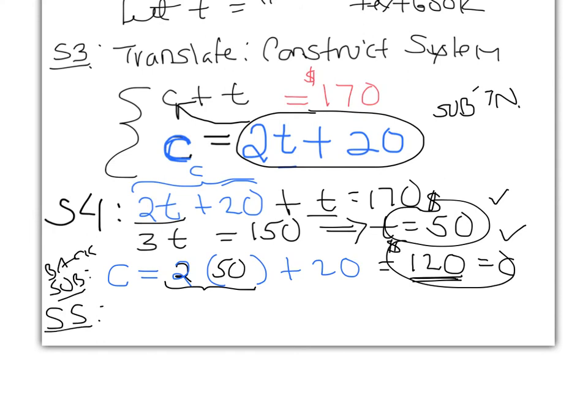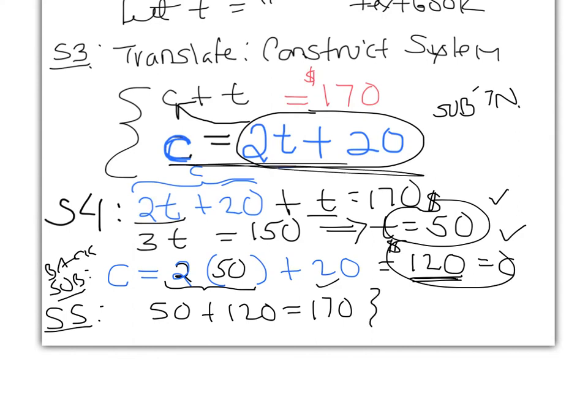And then finally, if you want to check, 50 plus 120 is $170. And then you can check this guy. C is 120, 2 times 50 plus 20. And it is, right? That's 100 plus 20 is 120. So they both check, and it makes sense.